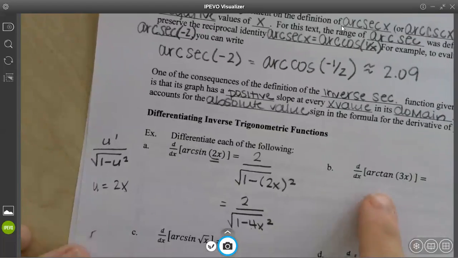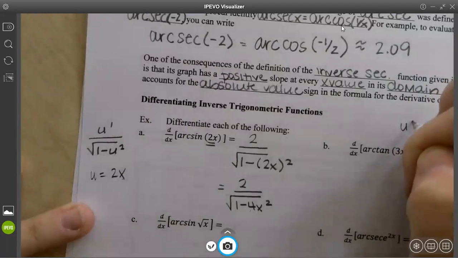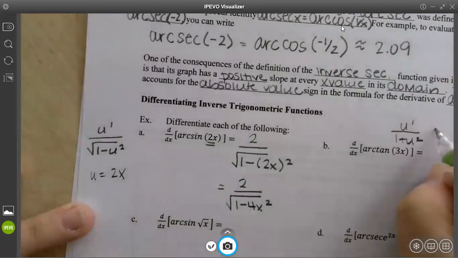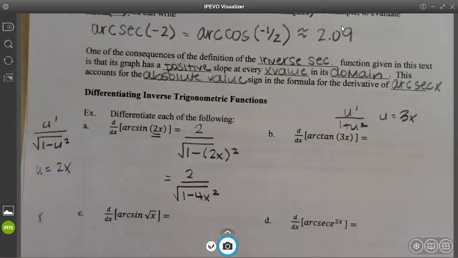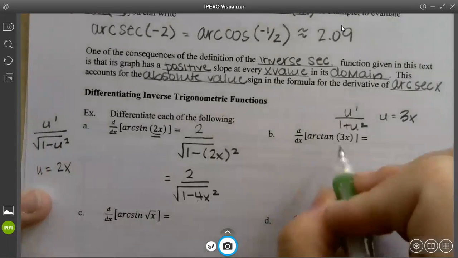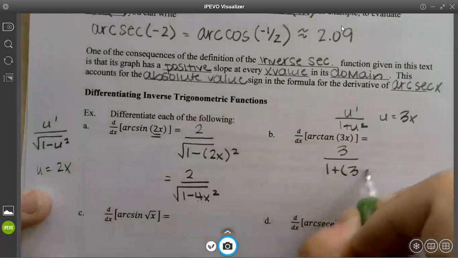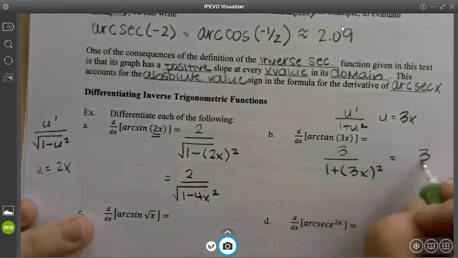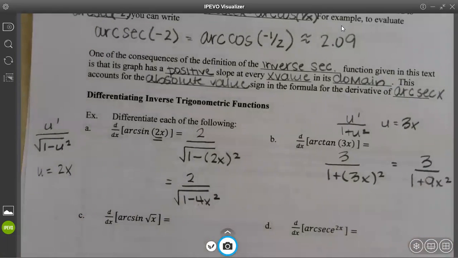Okay. Arctan, at the top, it says u prime over 1 plus u squared. And in this case, our u is 3x. So what's the derivative of 3x? 3, over 1 plus, our u was 3x squared. Clean it up. We're going to have 3 over 1 plus 9x squared.